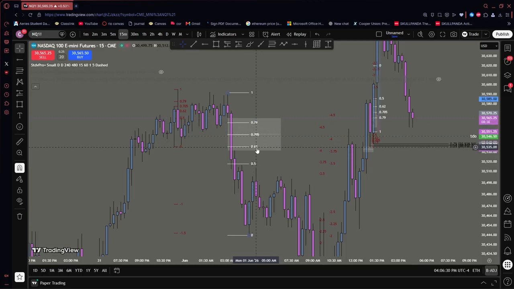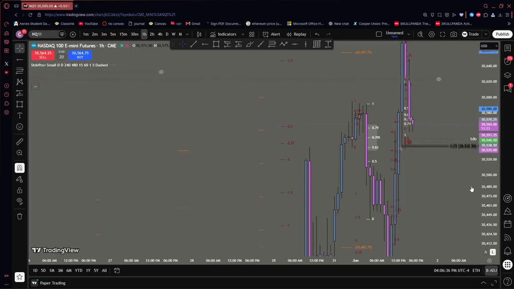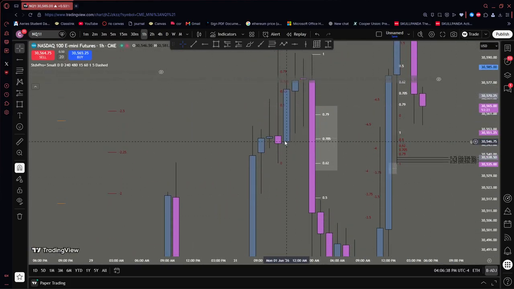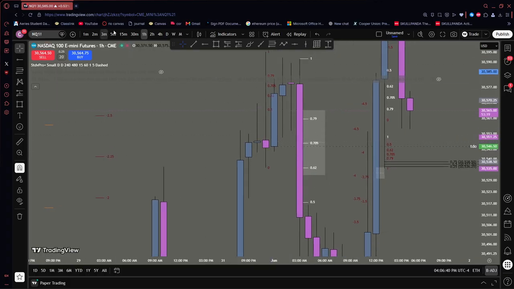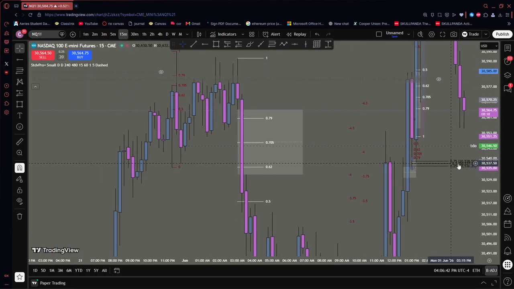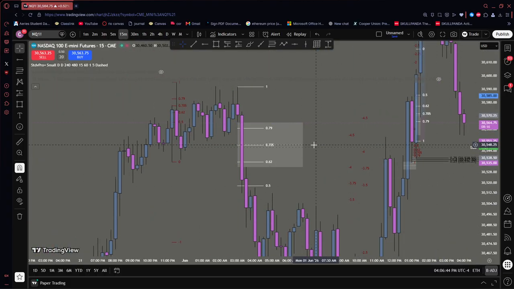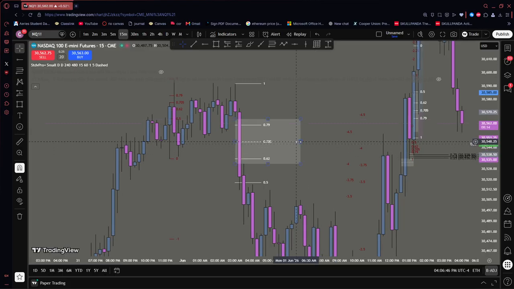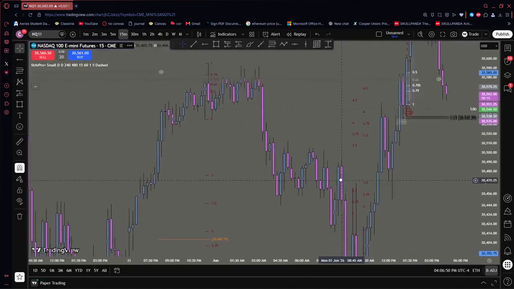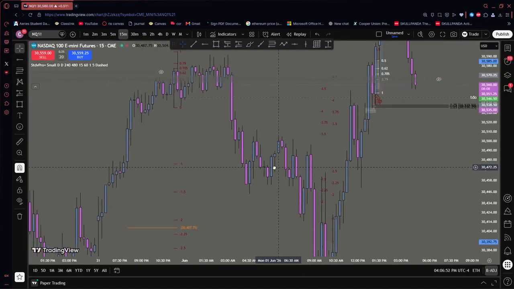OTE 0.62 to 0.7 at this area, and true day open aligned really well along with a 1 hour CISD right here, right at open. So I gave alerts. I gave an alert for shorts around here at the true day open, but this never ended up getting tapped into. I called that out around this area in the market.